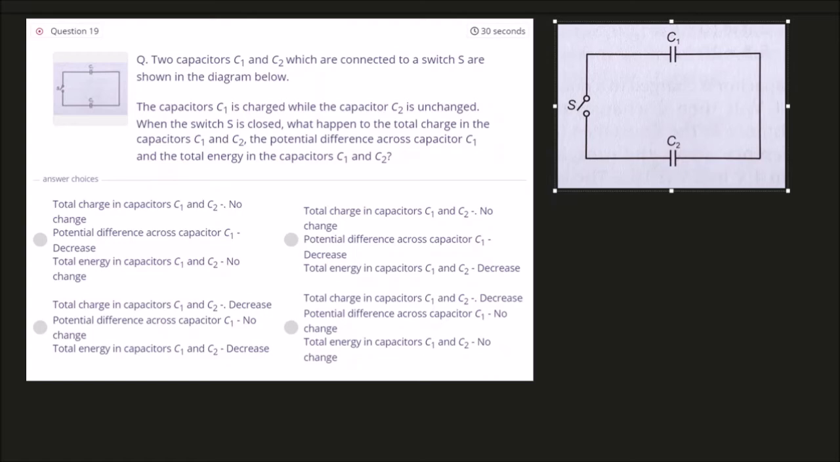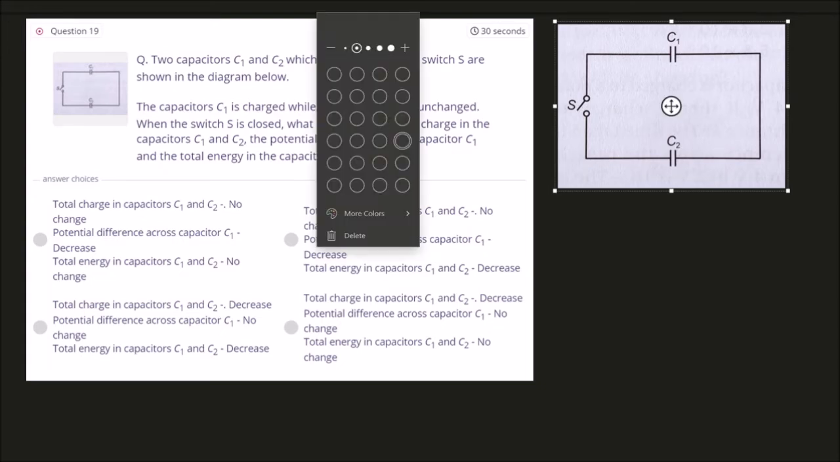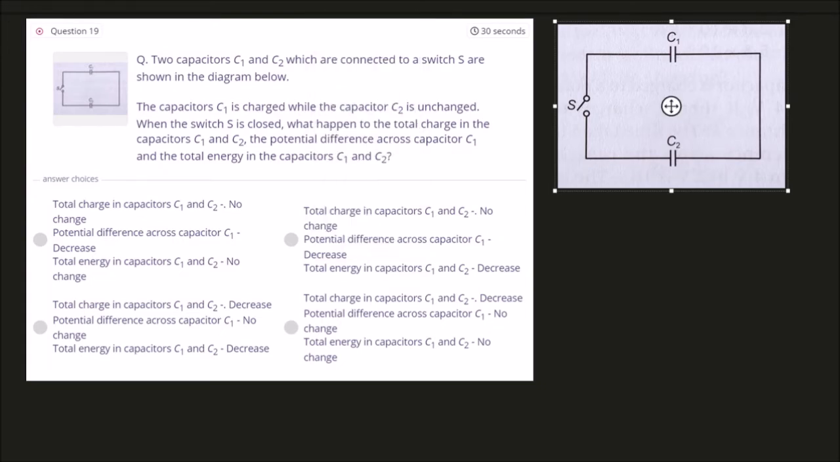Question 19. Two capacitors C1 and C2, which are connected to a switch S, are shown in the diagram below. The capacitor 1 is charged, while capacitor 2 is uncharged. Let me write down here. Capacitor 1 is charged, capacitor 2 is uncharged.